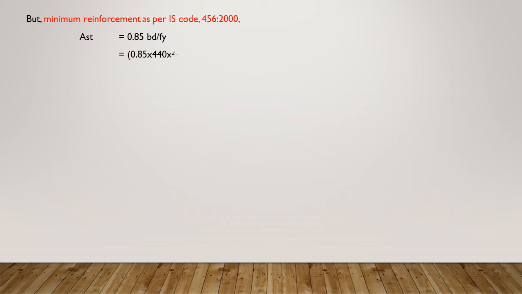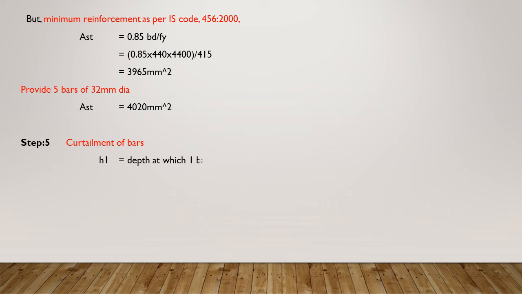But minimum reinforcement as per the IS code is Ast equal to 0.85 bd divided by fy. So b is 440, d is 444, divided by 415. 415 is the fy given in our question. So Ast is equal to 3965 mm square. So provide 5 bars of 32 mm diameter bars. Okay, so you can take 5 bars or 6 bars, of 32 mm or 25 mm. So Ast provided is equal to 4020 mm square.